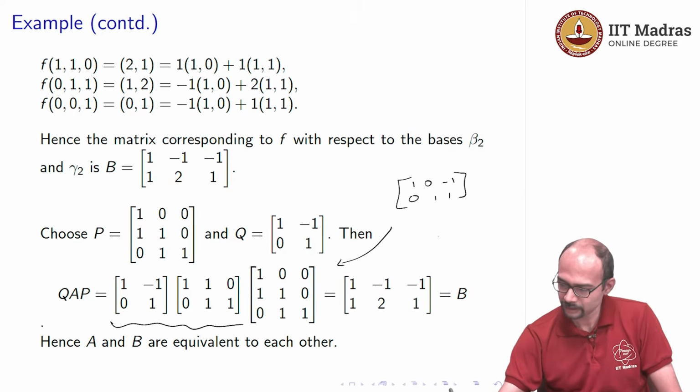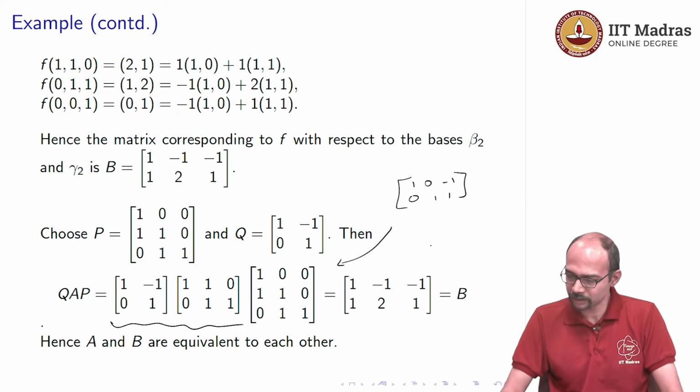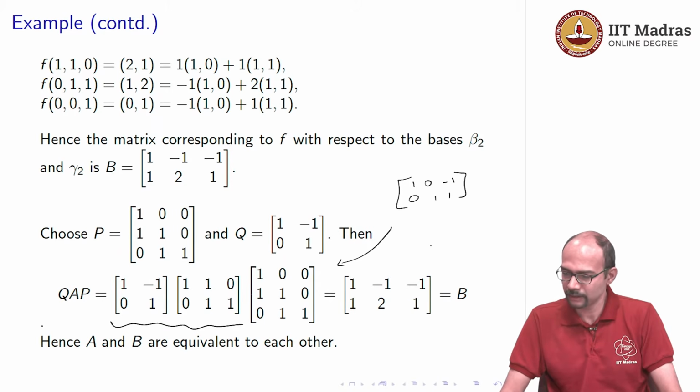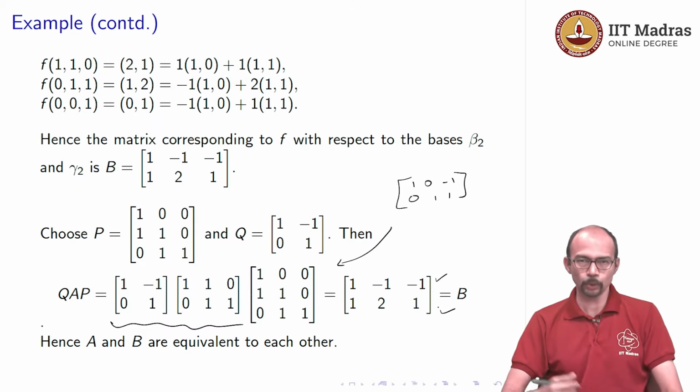So, if you do that, let us see what we get. If you do 1 0 minus 1, indeed you get 1, then 1 0 minus 1 times 0 1 1, that is minus 1, and similarly a minus 1. So, this first row is indeed achieved, and then for the second row you take 0 1 1 and multiply it over there. So, that gives you 1 2 and 1. So, indeed the second row is achieved. So, if you do this multiplication yourself, you will be able to see that Q times A times P is indeed equal to B. So, these matrices are equivalent to each other.